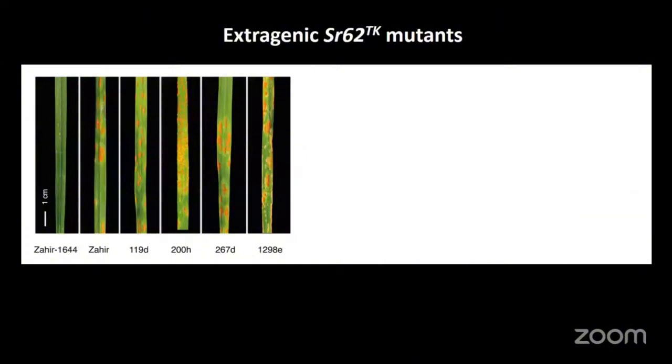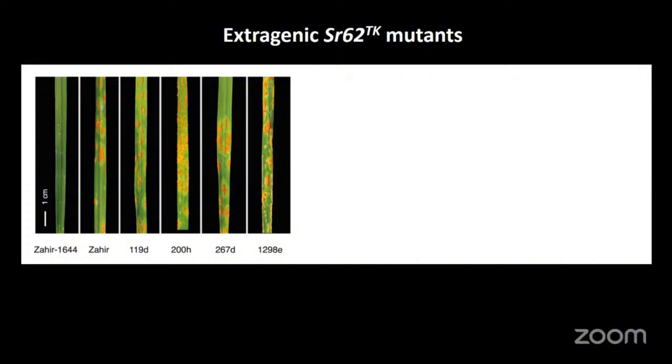But as part of cloning SR62 and generating these mutants, we also found 4 mutants that did not have a mutation in SR62. And these are depicted here, 119D, 200H, 267D, and 1298E. The other 2 are controls.